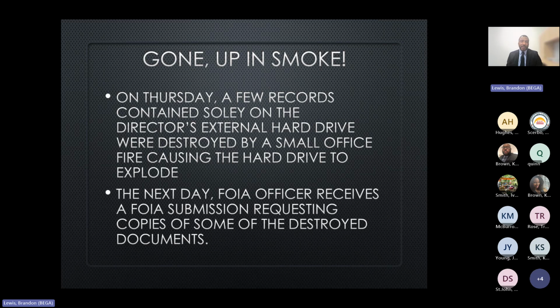Gone up in smoke. On Thursday, a few records contained solely on the director's external hard drive were destroyed by a small office fire, causing the hard drive to explode. The next day, the FOIA officer receives a FOIA submission requesting copies of some of the destroyed documents.